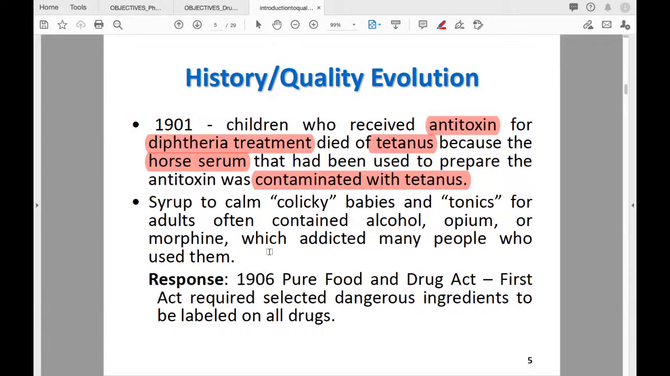Because of these things prevailing in the market, the 1906 Pure Food and Drug Act came out, which required selected dangerous ingredients to be labeled on all drugs. So it was in 1906 initially. First of all, somebody came out and said, okay, if you are adding some dangerous product to your food or any items, please do label them, and we will not go ahead otherwise.